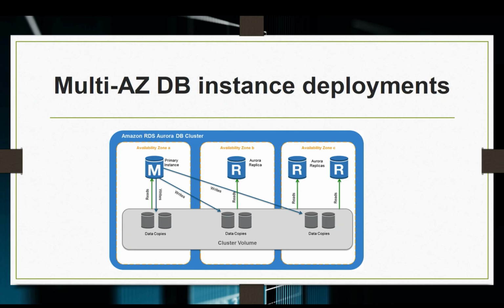So in a multi-AZ DB instance deployment, Amazon RDS automatically provisions and maintains a synchronous standby replica in a different availability zone. The primary DB instance is synchronously replicated across availability zones to a standby replica to provide data redundancy and minimize latency spikes during system backup.